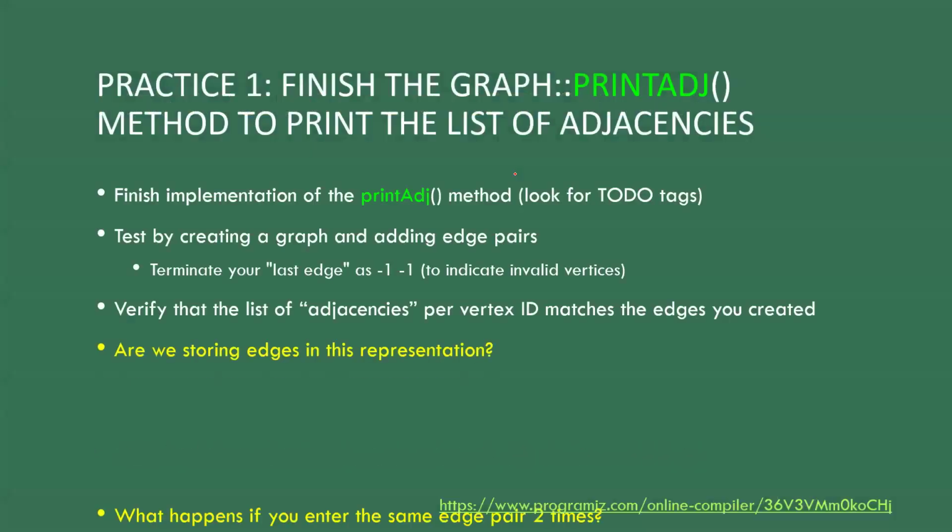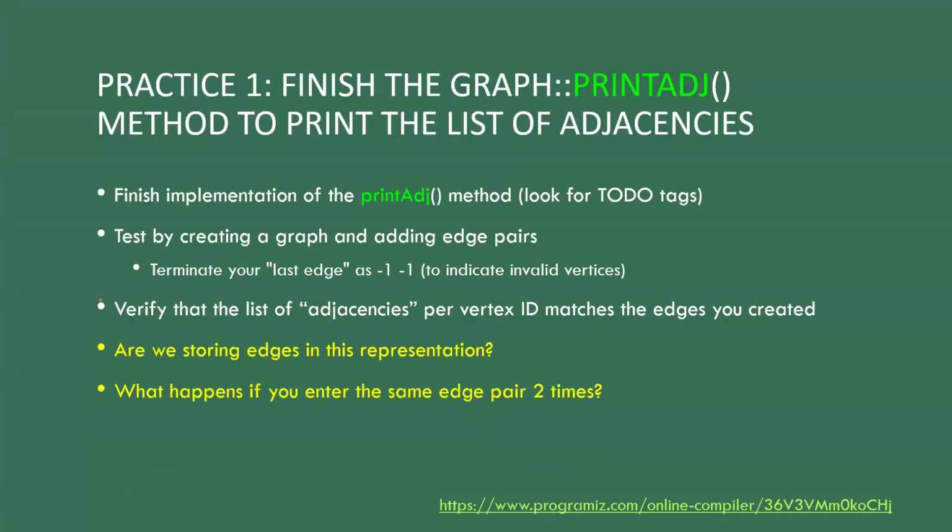Okay, so let's go in and look at the code for doing this. And think about, are we storing edges in this representation or are we storing adjacencies? We're kind of storing both, but we're going to really call it an adjacency data structure. And we're going to try not to allow the same pair of edges except going in 2 directions. That's all we're going to really do, like in each direction.